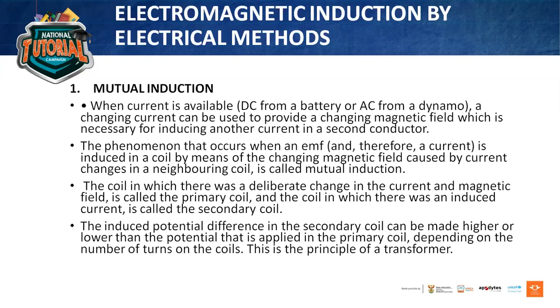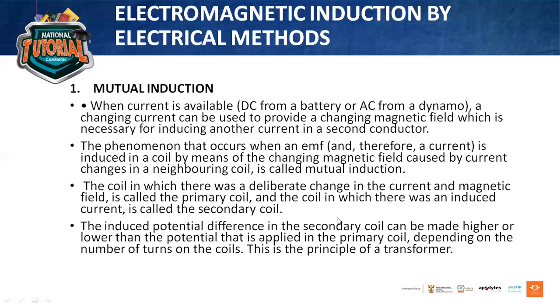The phenomenon that occurs when an EMF, and therefore a current, is induced in a coil by means of the changing magnetic field caused by current changes in a neighboring coil is called mutual induction. Okay, so very important terms, guys. You must know what mutual induction is. The coil in which there was a deliberate change in the current and magnetic field is called your primary coil. And the coil in which there was an induced current is called your secondary coil. So you've got two coils: the primary coil and the secondary coil.